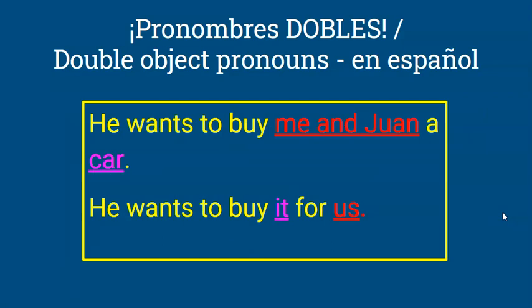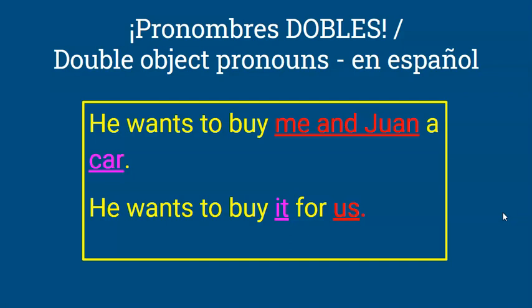He wants to buy me and Juan a car. So again, the thing being bought here is a car. That's our direct object. For whom it is being bought? For me and Juan. So we are the indirect objects.